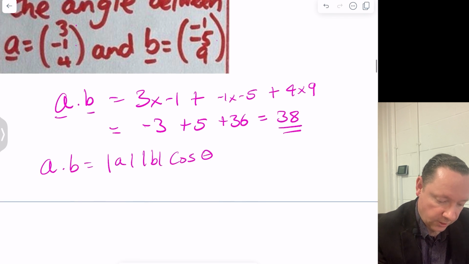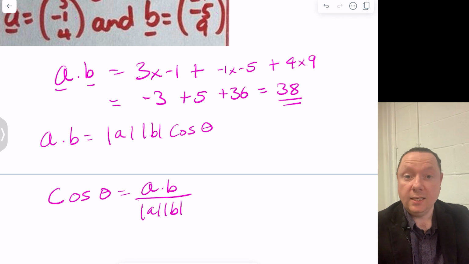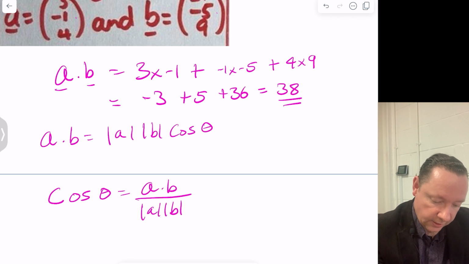So that means that rearranging that formula, cos theta must equal A dot B, which we already know, over the size of A and the size of B. So we need to work out the size of A and the size of B. So let's do the size of A first.